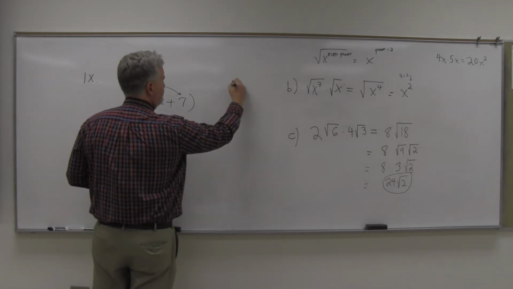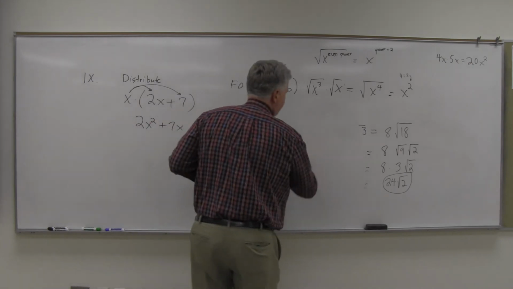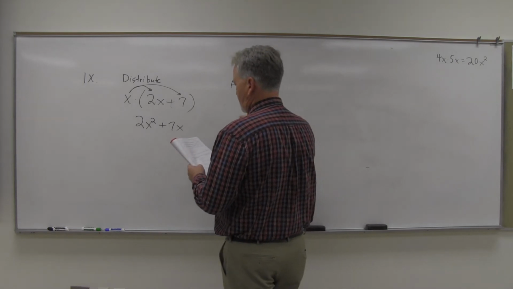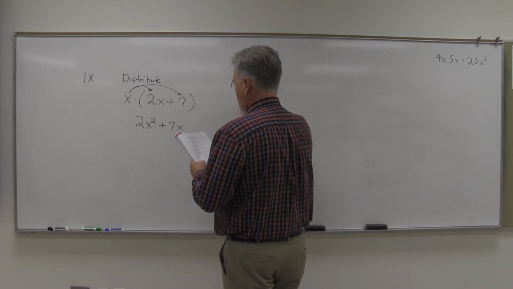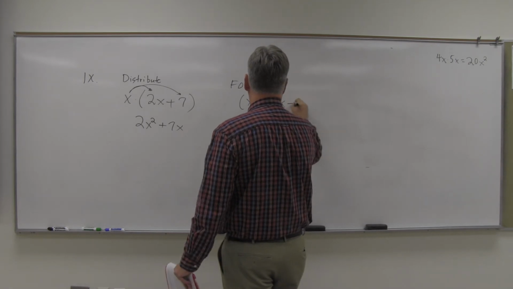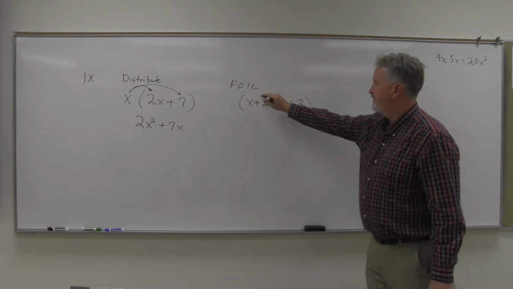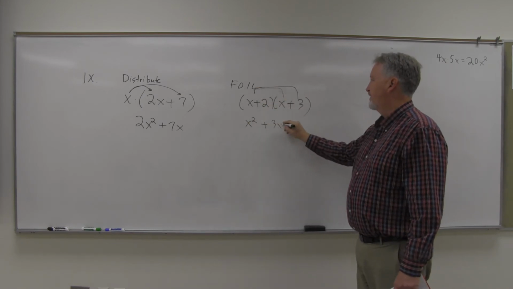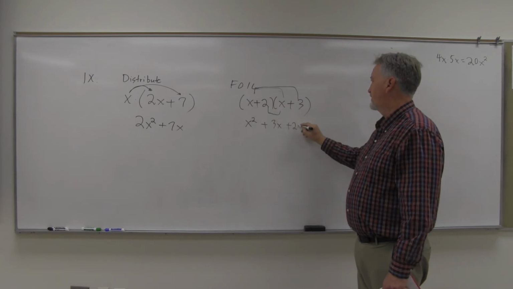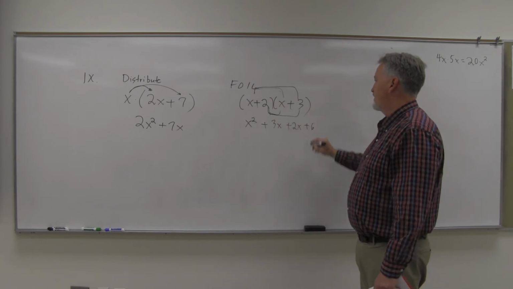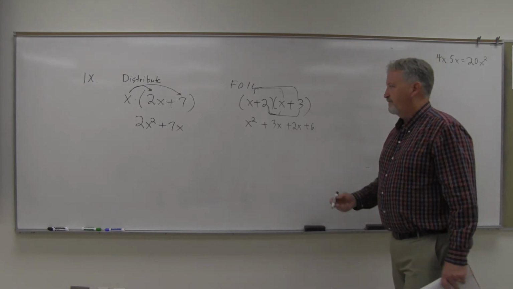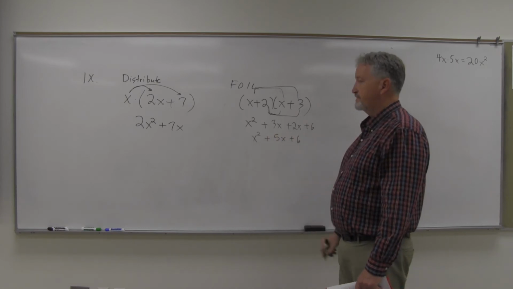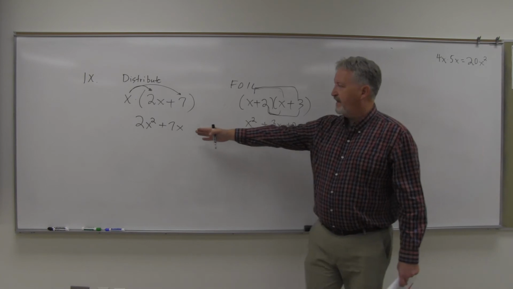FOIL. What are we talking about there? It's an acronym, right? X plus 2 times x plus 3. FOIL that out. First, x times x is x squared. Outer, x times 3, 3x. Inner, 2 times x. And then last, 6. So that's what he's referring to there, distribute and FOIL. And then, of course, we combine the like terms. And over there, we can't combine those, they're not like terms.